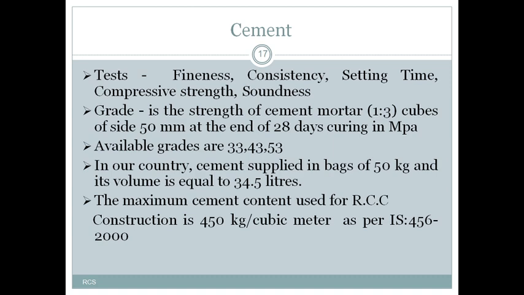Generally in our country, cement is supplied in bags of 50 kgs and the equivalent volume of one bag is equal to 34.5 liters. As per IS 456-2000, for RCC construction, for 1 cubic meter of concrete, we will use 450 kgs of cement.